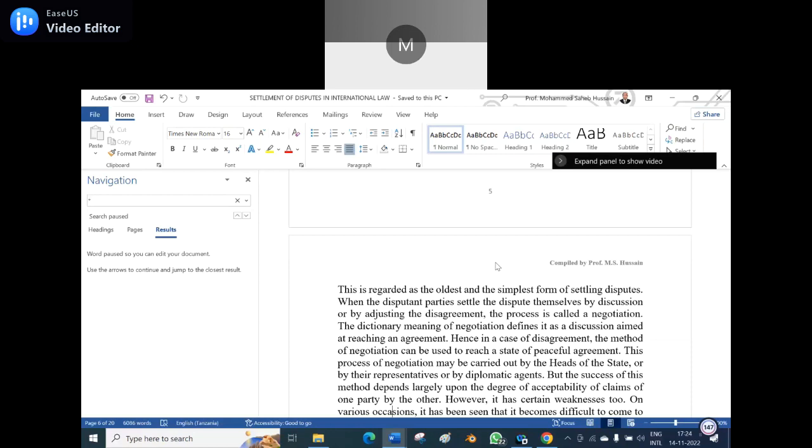For the definition of negotiation, the dictionary meaning is a discussion aimed at reaching an agreement. Hence, in case of a disagreement, the method of negotiation can be used to reach a state of peaceful agreement.